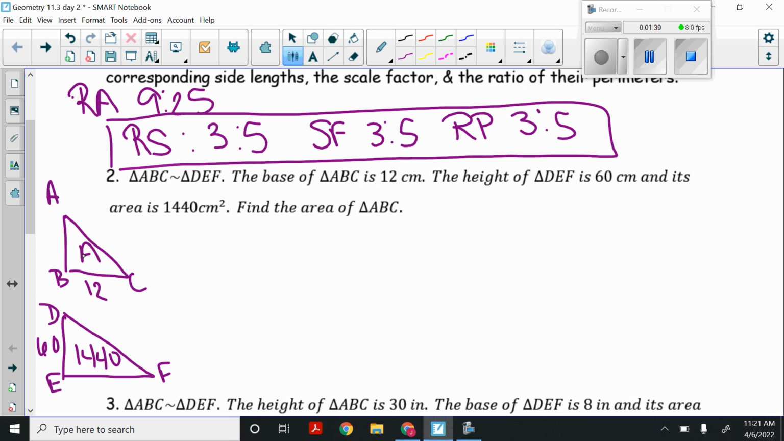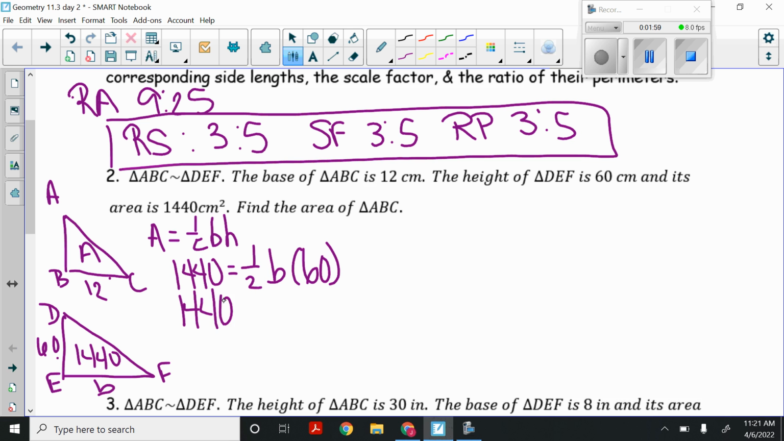So first, I need to find the base of this one. So I'm going to call this base b, right? Because I don't have corresponding side lengths. But I know how to find the area of a triangle. So area equals 1/2 base times height. I know the area is 1440 equals 1/2, the base is what I'm looking for, the height is 60. So I have 1440 equals 1/2 times 60, which is 30b. Divide both sides by 30, and I find that the base is 48.